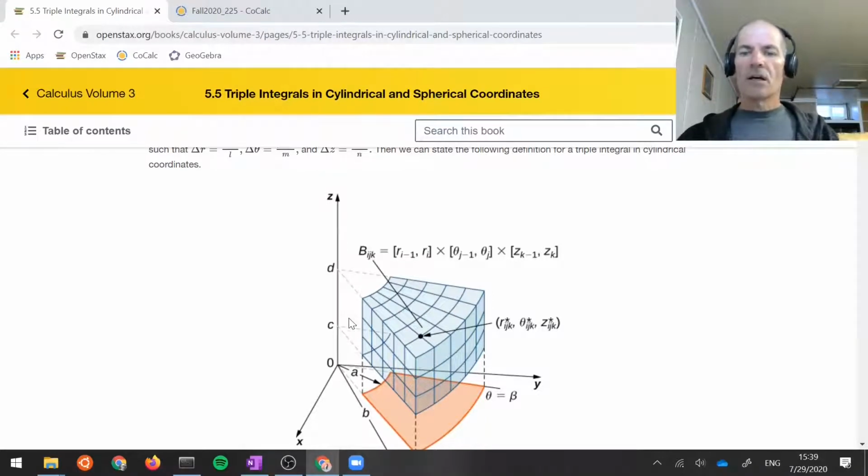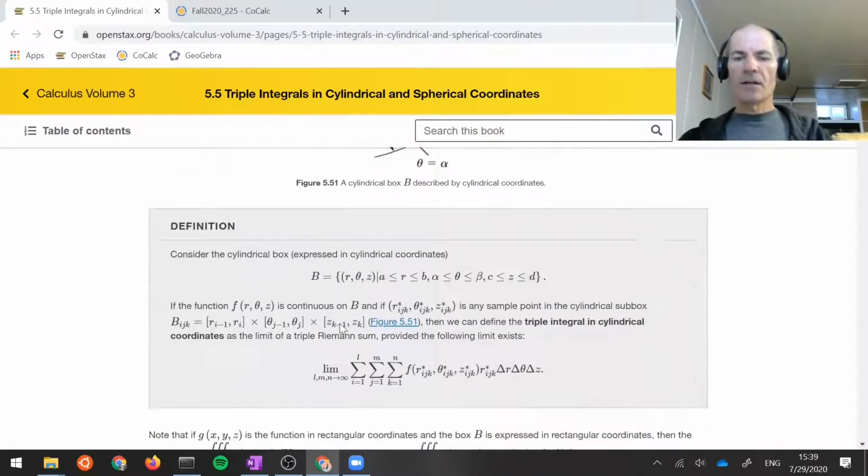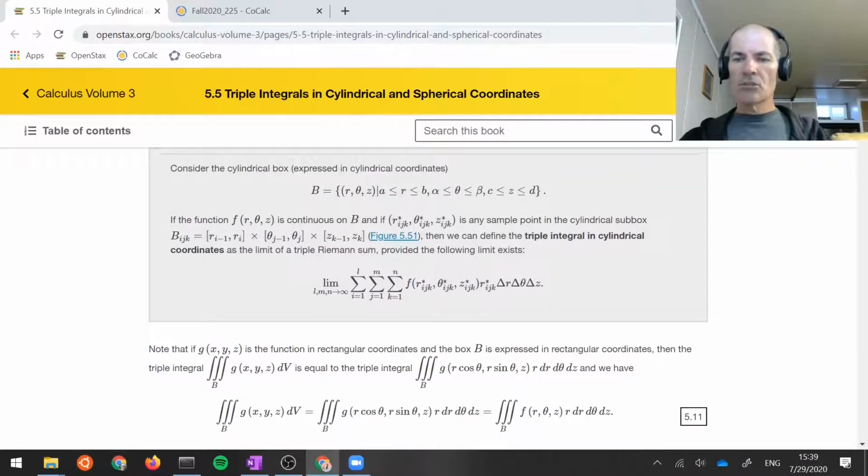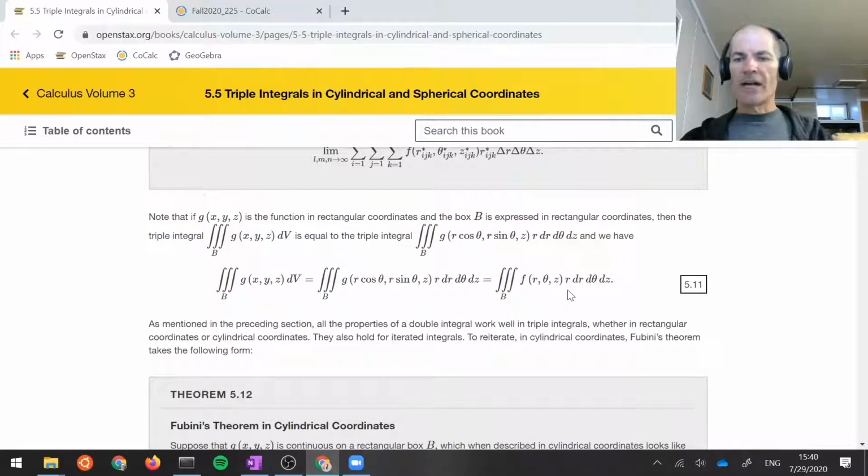Conveniently for us, we can fix this little problem by simply introducing an extra factor of r in the Riemann sum. And when we take the limit, that r appears as a factor in the integrand. So if you're doing double integrals in polar coordinates, you get an extra factor of r. Same thing here. If you're doing triple integrals in cylindrical coordinates, you get that extra factor of r. So the volume element dV in cylindrical coordinates is r dr dθ dz.